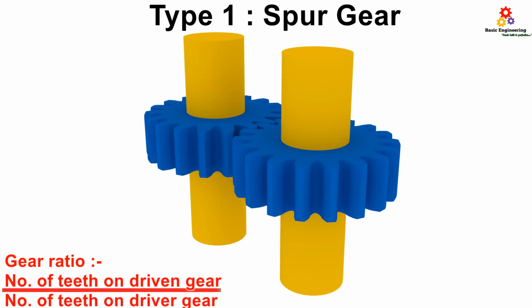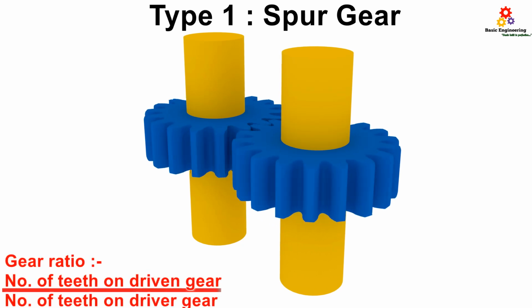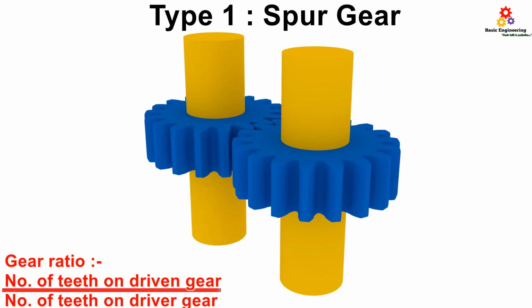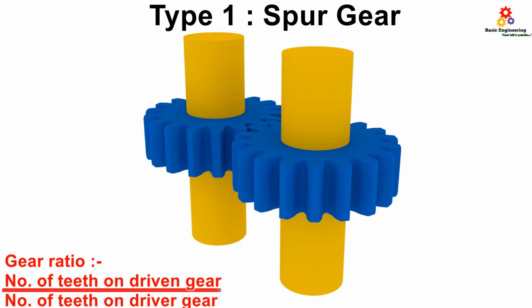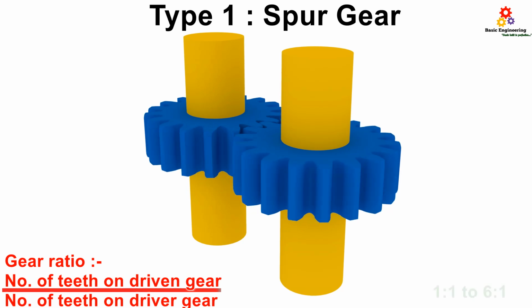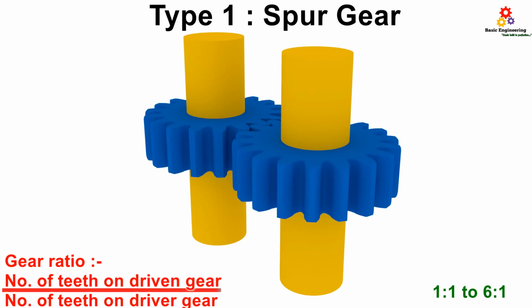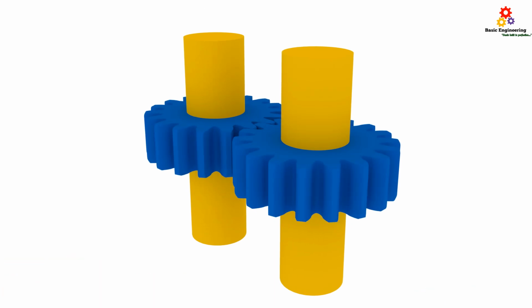Okay, now let us talk about the gear ratio. Gear ratio is the ratio of the number of teeth on the driven gear to the number of teeth on the driver gear. Generally, the gear ratio of spur gear is 1:1 to 6:1.